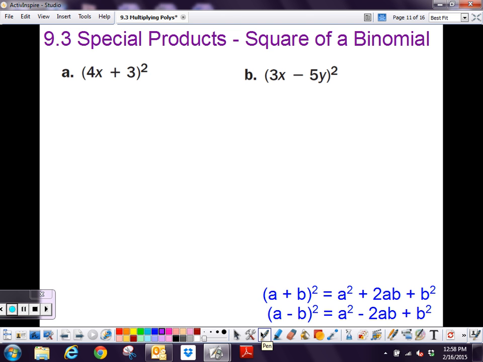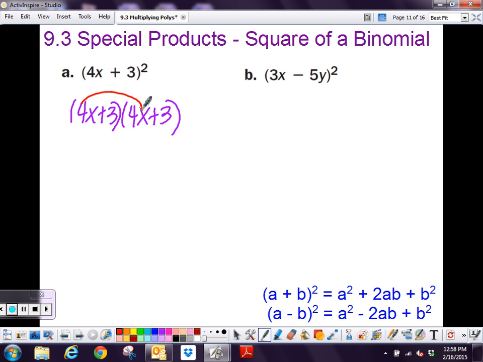Okay, think about what that squared means. It's something times itself. So that means that's going to be 4x plus 3 times itself. Not times 2, but times itself. So 4x plus 3 times 4x plus 3. Okay? And now we need to work that out. We need to FOIL this.